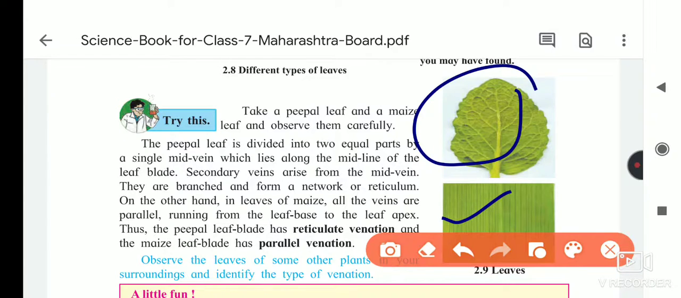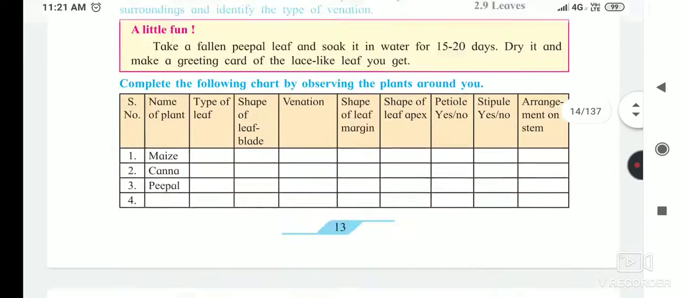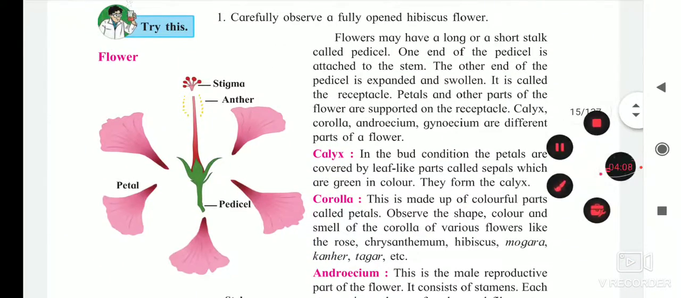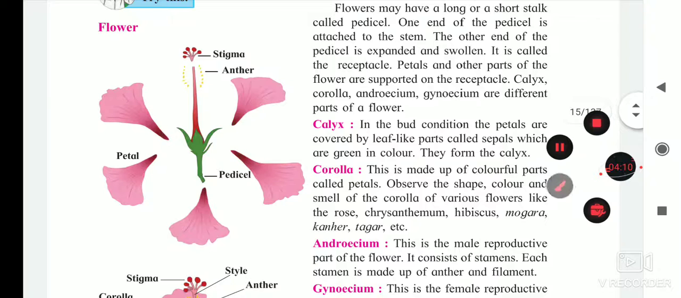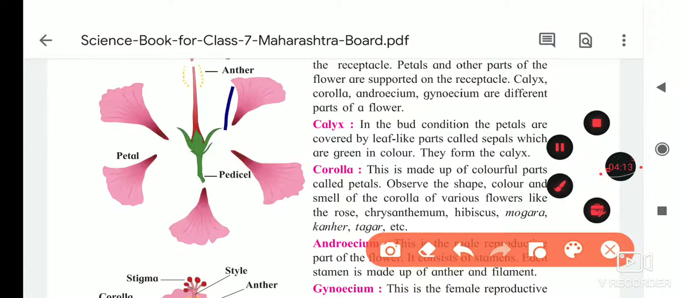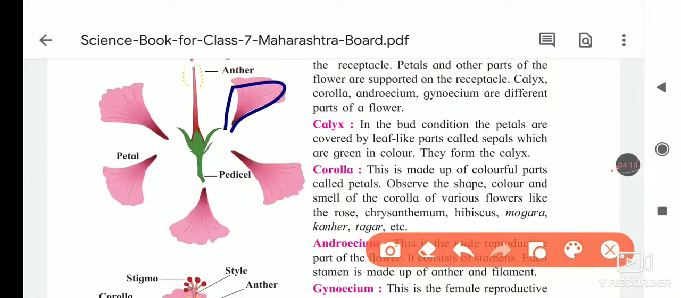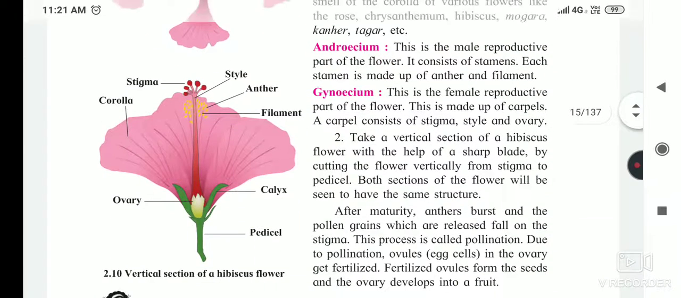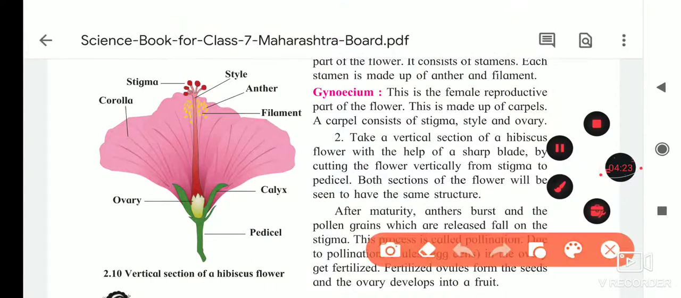Next is the types of flower and its parts. In the flower, these are the corolla or the petals. This is the sepal, the green colored part. Then this part is the thalamus. This part, which is covered with the green, comes under the thalamus.